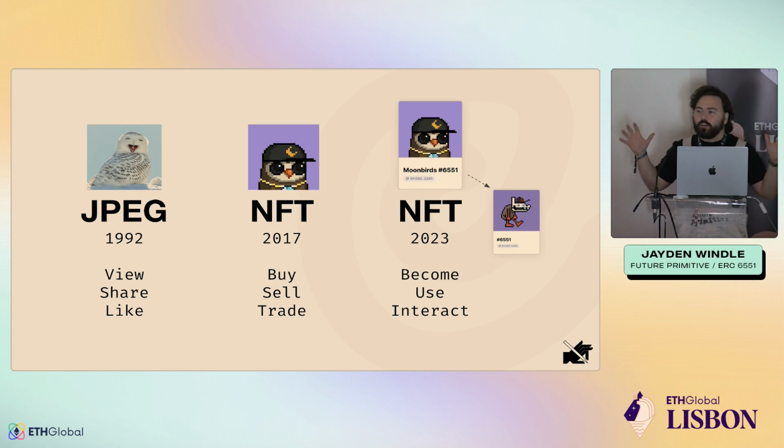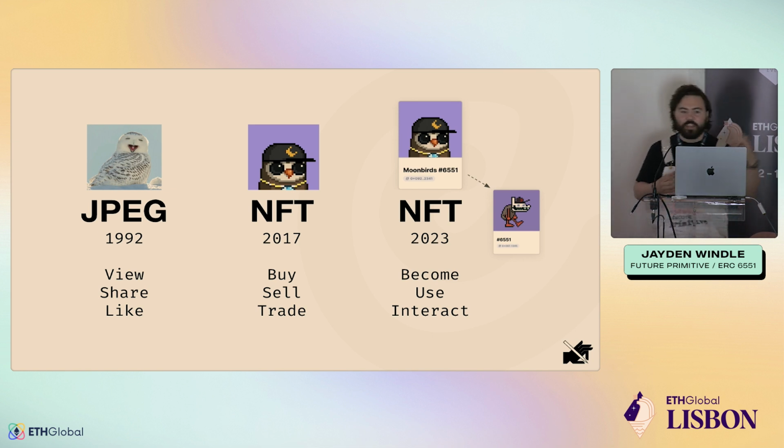If you zoom out on the history of media on the internet as a whole, JPEGs brought media onto the internet, where you can now see images online. And then we built stuff like Facebook, and we could start doing things with media. You could start liking it. You could share it. You could send it to your mom. You can do all these things with media. And then NFTs took that even further. Now, not only can you interact with media, you can also own it. You can buy it, sell it, trade it. You can own a piece of it. It lives on chain. And we think the next evolution of NFTs is that you can become your NFT. You can use your NFT. You can interact with it. It's no longer just a thing that gets passed around. It's its own unique identity. And that's what ERC 6551 is designed to allow.